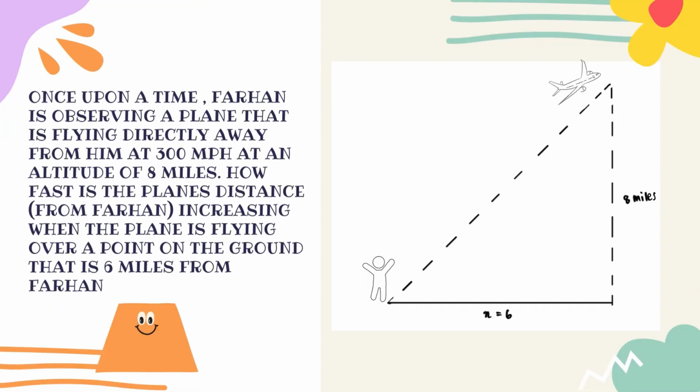Once upon a time, Farhan is observing a plane that is flying directly away from him at 300 miles per hour at an altitude of 8 miles. How fast is the plane's distance from Farhan increasing when the plane is flying over a point on the ground that is 6 miles from Farhan?